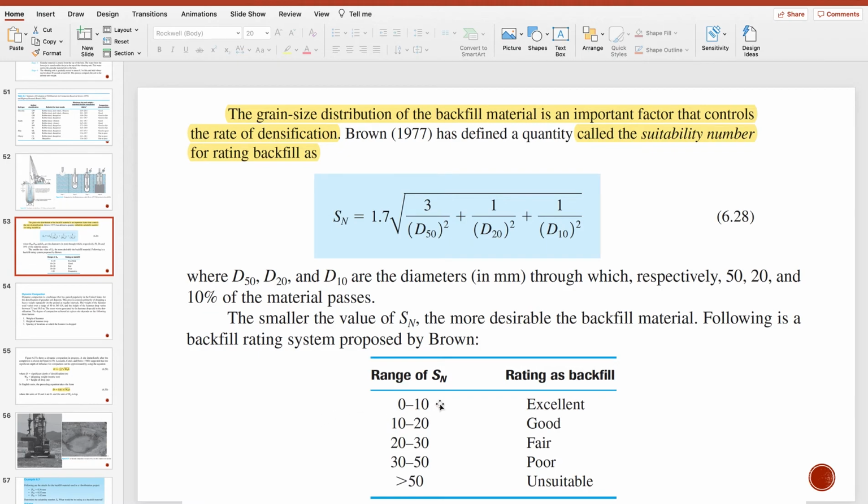Okay? So, if the suitability number is within 0 to 10, it is excellent. 10 to 20, it is good. 20 to 30, it is fair. 30 to 50, it is poor. Over 50, unsuitable. Hindi natin siya pwedeng gamitin pang backfill. Take note ha, ang pinag-uusapan natin dito, backfill. Okay?